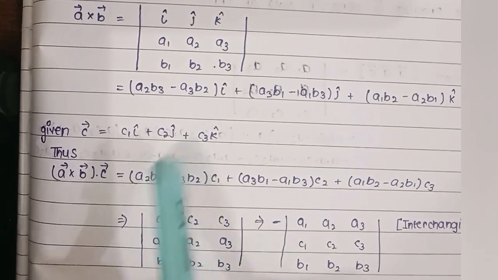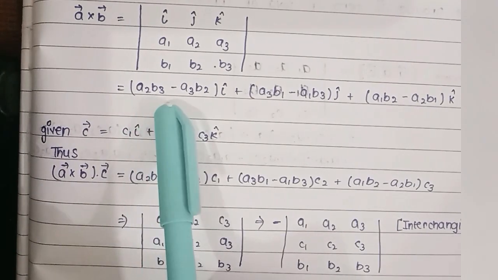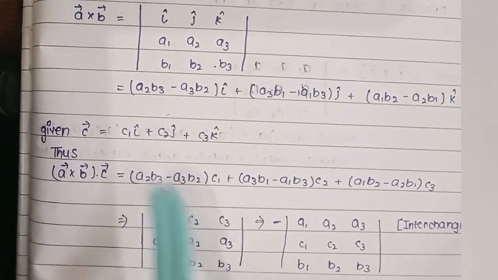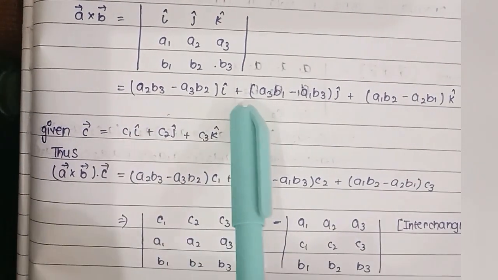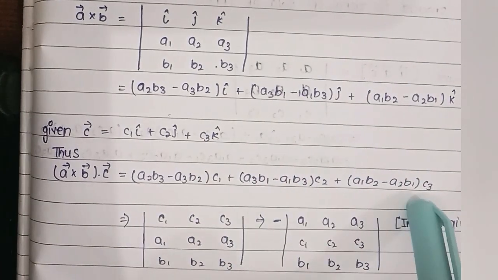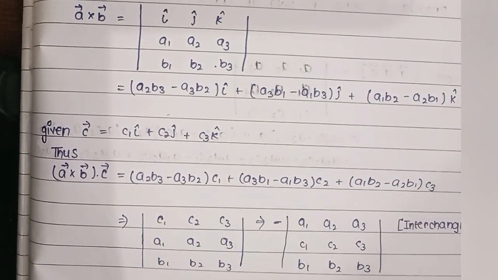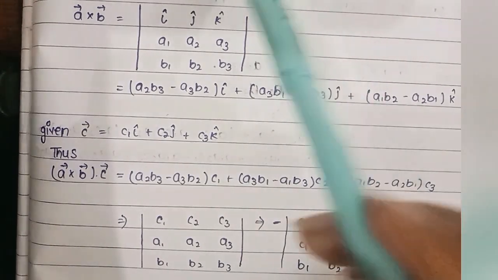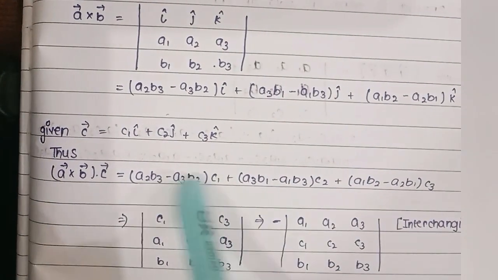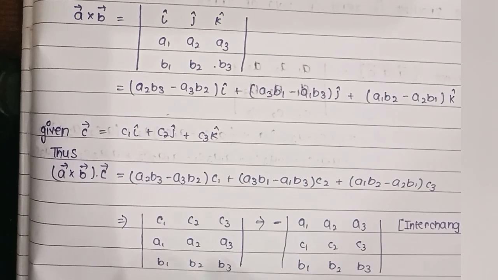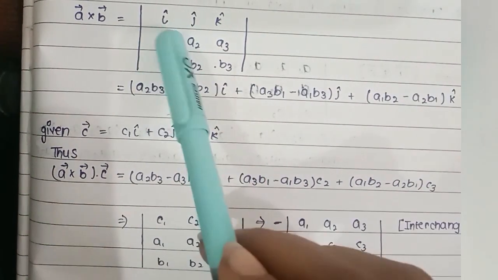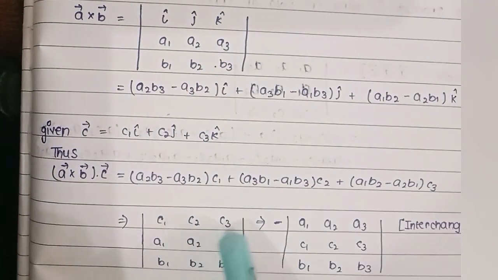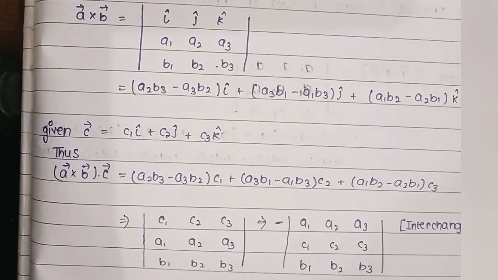So now we are calculating the dot product of c vector with a cross b vector. Here what we get is a2 b3 minus a3 b2 multiplied with c1. Similarly the other parts also. So we get this equation. If we compare this equation with this equation, we can write this according to this determinant form. So we just replaced i cap, j cap, k cap with c1, c2, c3 by comparing the equations.